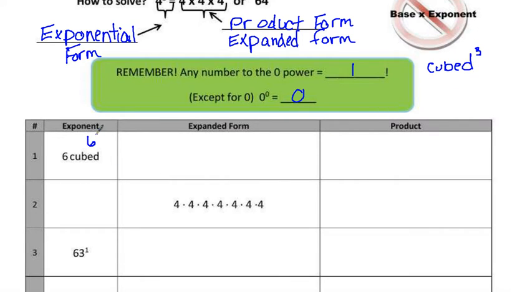So this is going to be 6 to the 3rd power. And if we write that in expanded form, it's going to be 6 times 6 times 6, because it's cubed. Now if we multiply this, this is not a calculator unit, so we need to do it all by hand. 6 times 6 is 36, and then I'm going to bring down this times 6 here. 36 times 6 is going to give you 216. So that's how you would solve this.